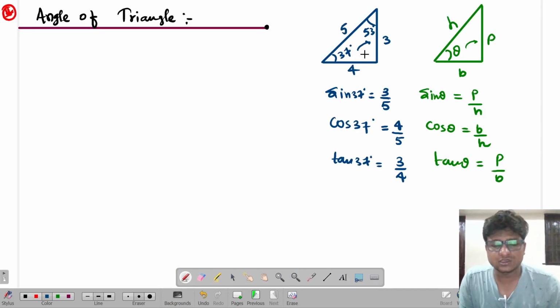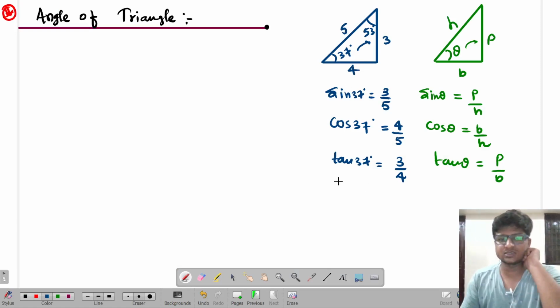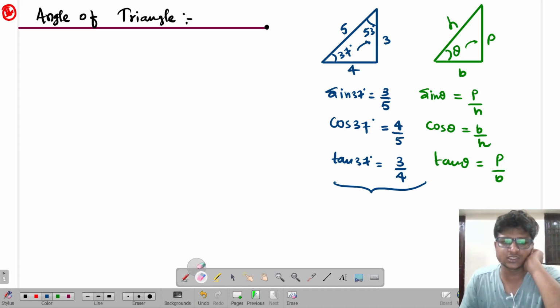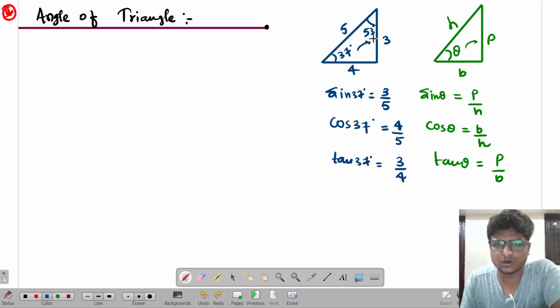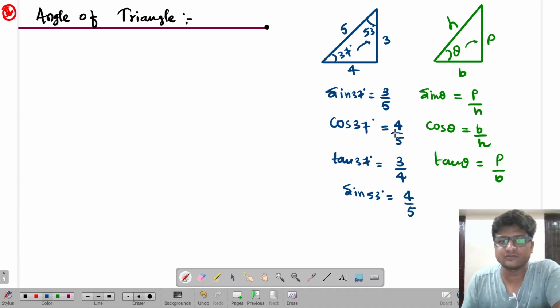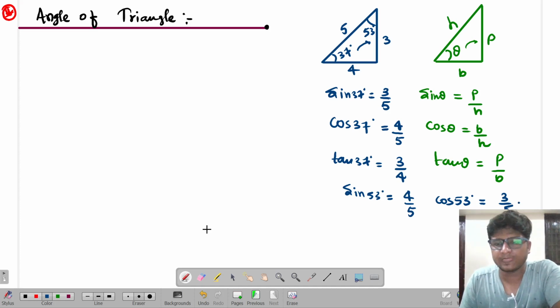It is always constant. It will never ever change. Remember that these are irreplaceable. Basically, it is a trick which has been created to do things in a better way. Now, if these are satisfied, you can write for sine 53 also. Sine 53 will be once again perpendicular by hypotenuse, which is 4 by 5. And cos 53 is equal to base by hypotenuse, that is 3 by 5. Are you able to get me?